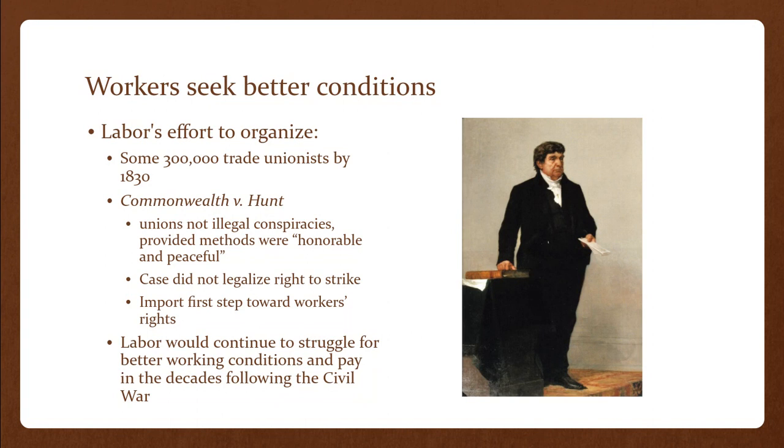However, an important court case is Commonwealth versus Hunt. This comes out of the state of Massachusetts, or the Commonwealth of Massachusetts. While it doesn't guarantee unions the right to strike, it does claim that unions are not in and of themselves illegal or illegal conspiracies, so long as their methods were honorable and peaceful. And this is an important first step toward further workers' rights. And it will lay the groundwork for future struggles between ownership and labor in the decades to come, particularly after the Civil War.